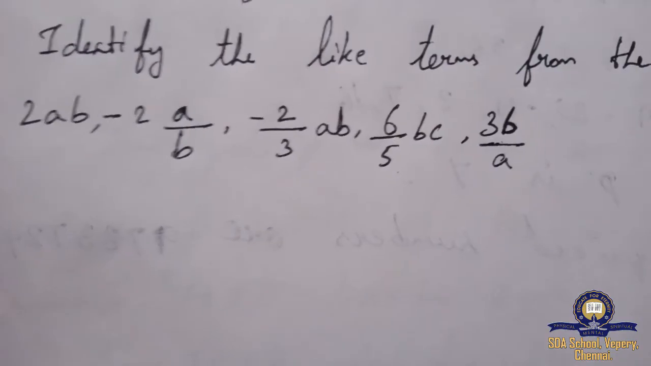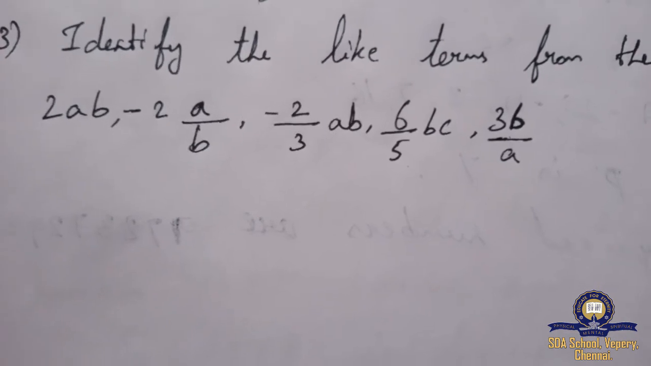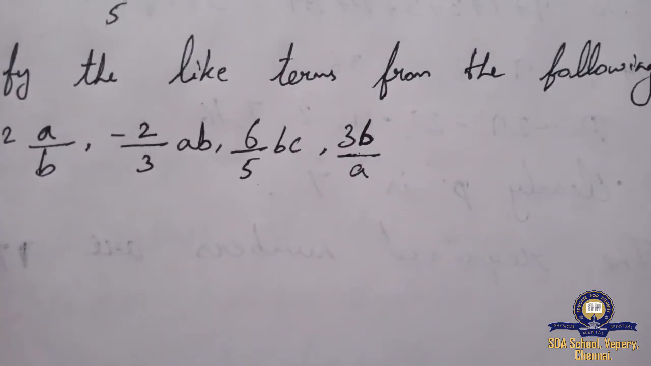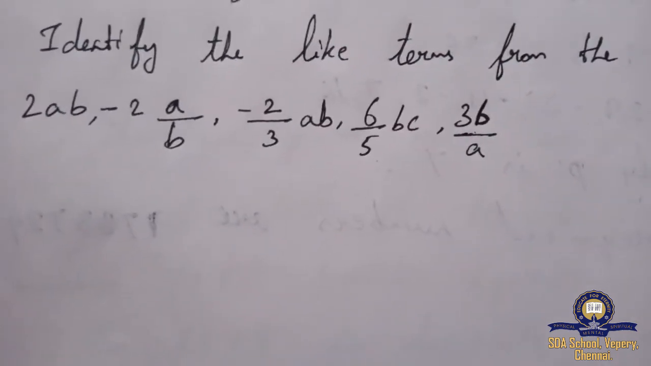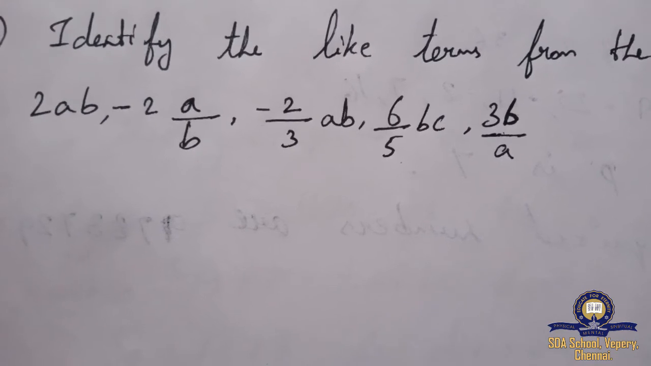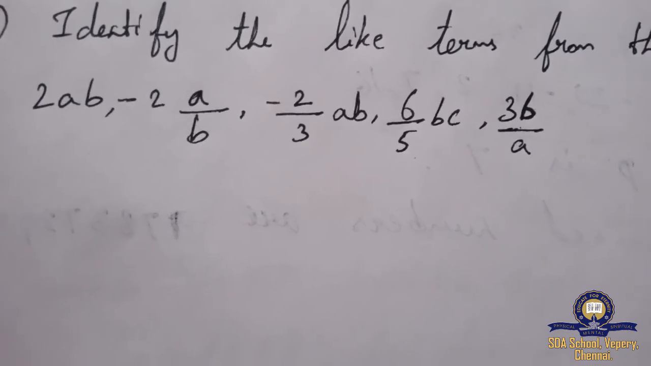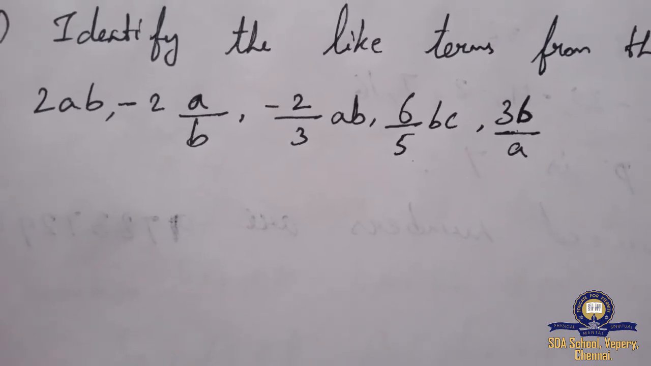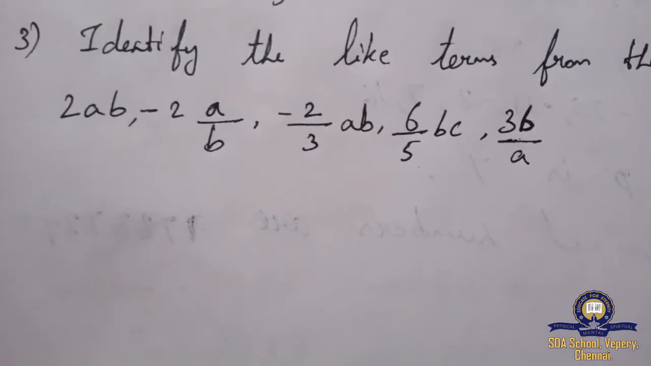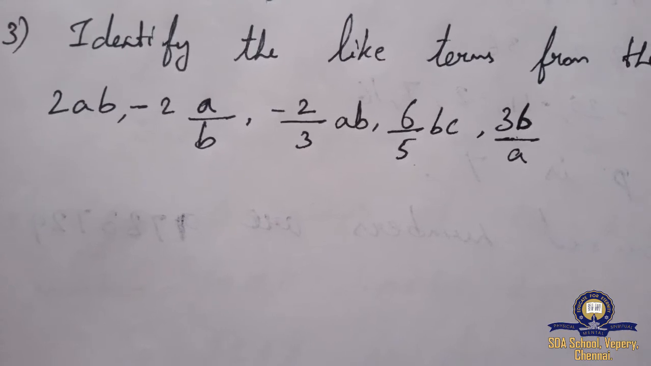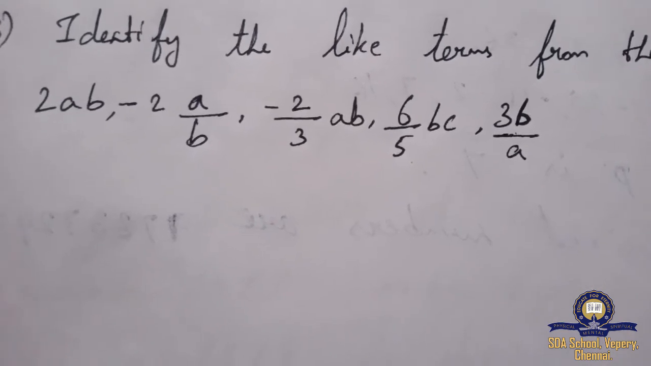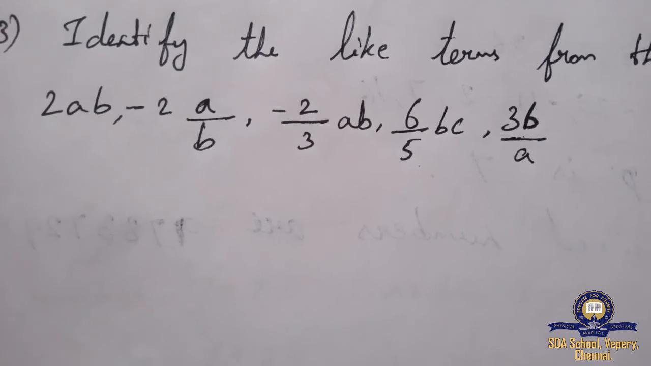Next we're going to see another example. Here we have to identify the like terms from the following. So we have 2ab, minus 2 by 3ab, 6 by 5 bc and 3b by a. Now we're going to identify the like terms.